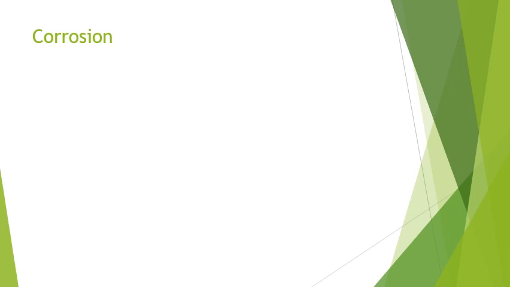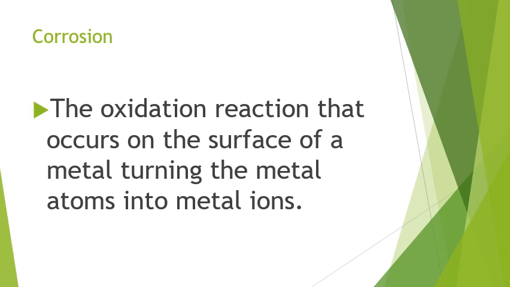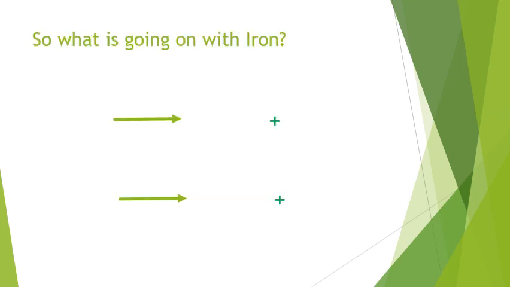So, what is corrosion? Can you remember the definition of corrosion? Pause the video and see if you can say it. Well, corrosion is the oxidation reaction that occurs on the surface of a metal, turning the metal atoms into metal ions. So what's going on with iron?